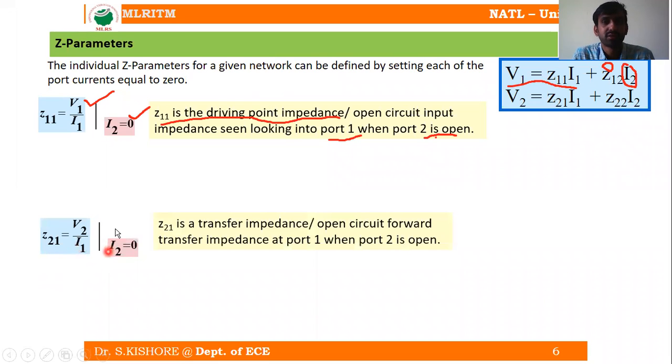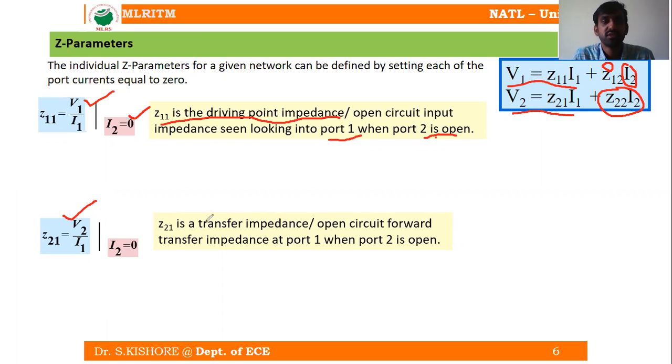Similarly, we can get the other one from the second equation, that is from V2. If I2 is equal to 0, this complete term is going to be equal to 0, so we come across only this equation. That means V2 is equal to Z21 into I1. From this we can write Z21 is equal to V2 by I1 at I2 equal to 0.